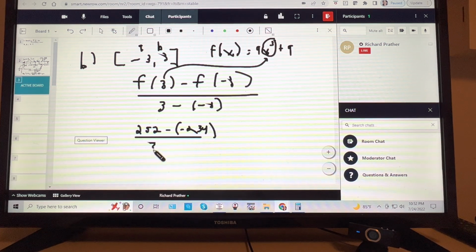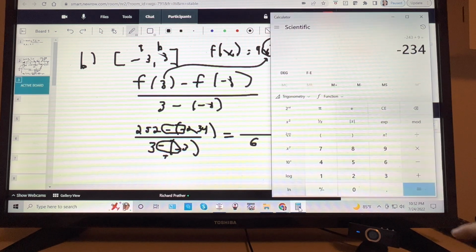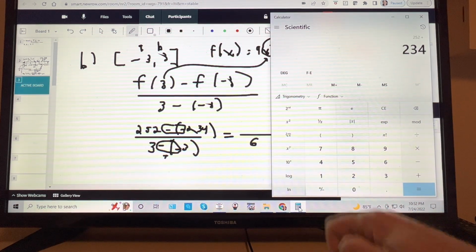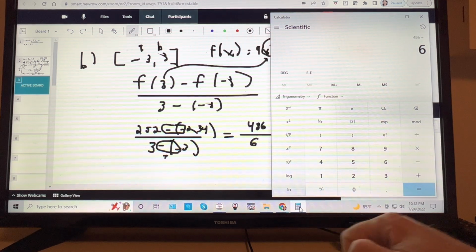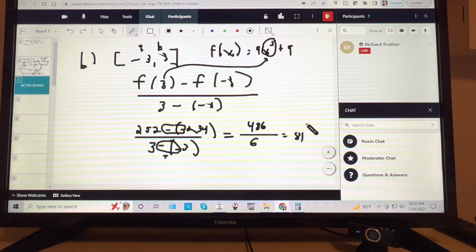And the same way the denominator is a double negative. When you're subtracting like this and you get a double negative, that's the same thing as plus. So the bottom is 3 plus 3, 6. So the top is 252 plus 234. 486 divided by 6. And since 48 divided by 6 is 8 and 6 divided by 6 is 1, this should be 81. So the average rate of change there is 81, not quite as steep as the other ones.